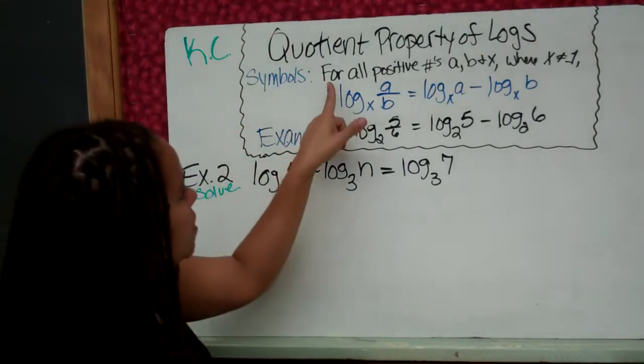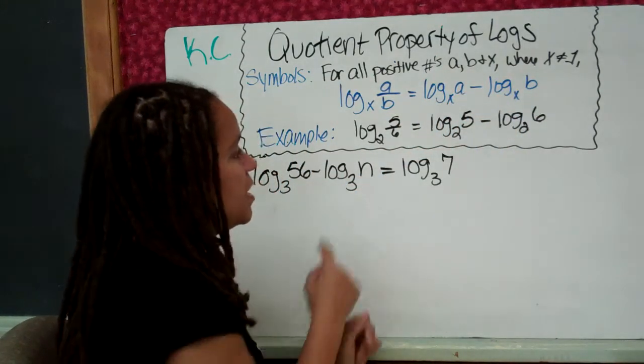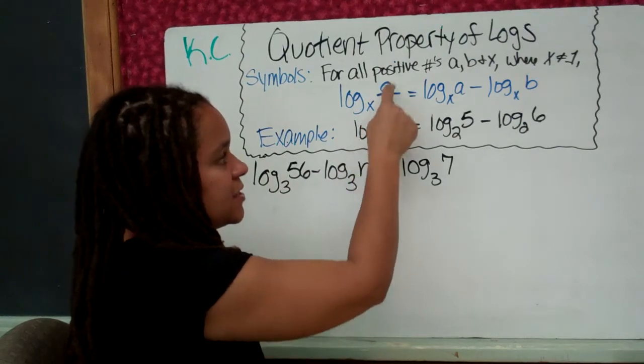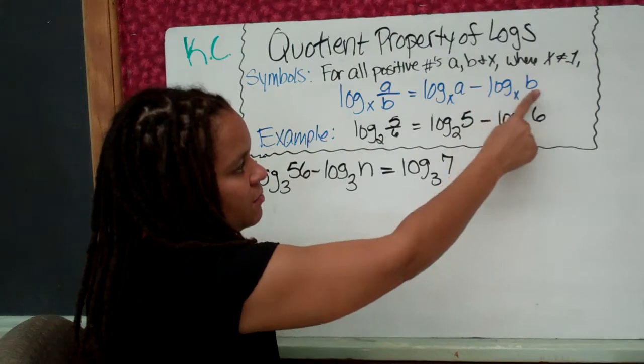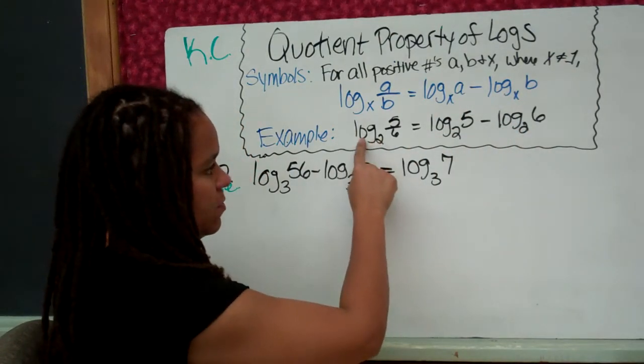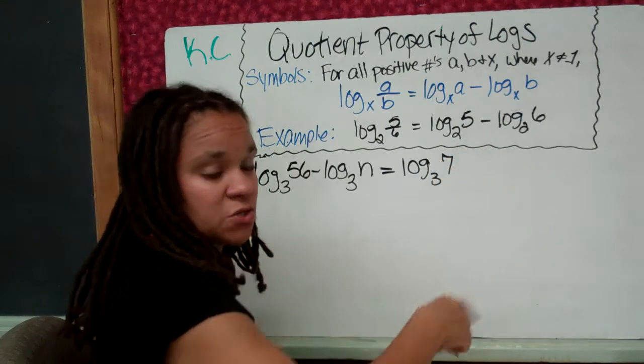Quotient property: for all positive numbers a, b, and x, where x is not equal to 1, if you have log base x of a divided by b, that turns into log base x of a minus log base x of b. So for example, log base 2 of 5 over 6 is log base 2 of 5 minus log base 2 of 6.